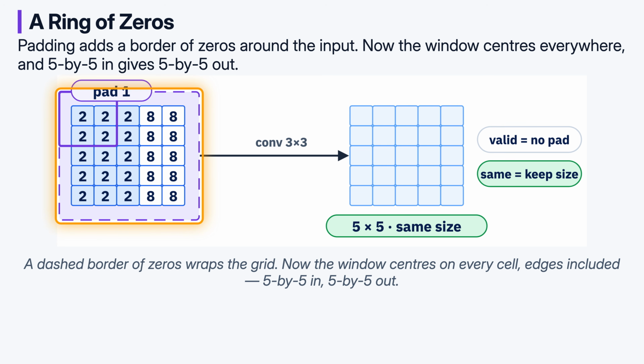Padding adds a border of zeros around the input. This dashed ring is all zeros. Now the window can center on the edge cells too, because the border gives it room. Those zeros are only used while the window slides. They are not part of the output. With the border, 5x5 in gives 5x5 out. The size holds.